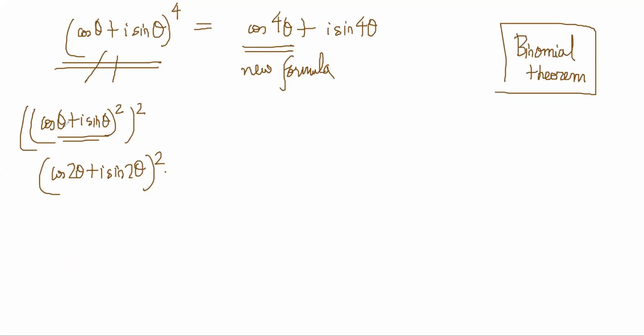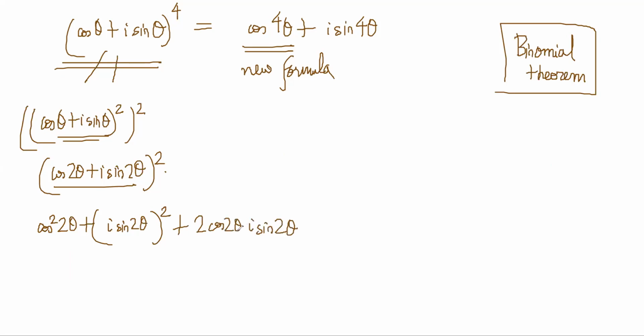I want to do it properly. You will have to do it properly. So like this, you can do a square plus b square plus 2ab. So this will be cos square 2 theta plus I sine 2 theta whole square plus 2 into cos 2 theta into I sine 2 theta, right? So this will become cos square 2 theta minus sine square 2 theta, right?